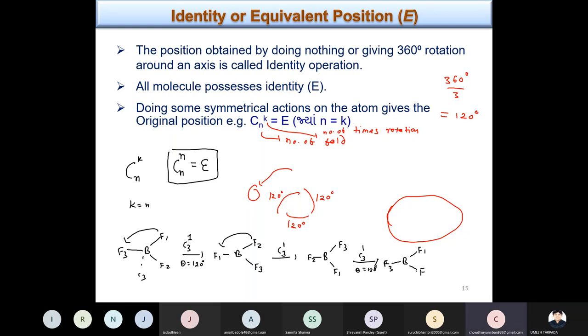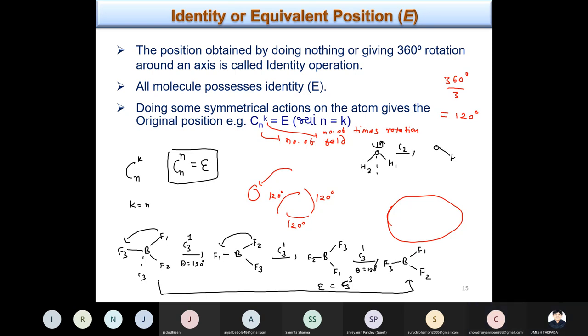Both identical. Yes. So you can say this process is an operation. Three times we have given rotation, so you can also write C3 raised to 3. So if n is equal to k, then you will have identical structure. Identity means nothing is done in the molecule. Same structure milna chahiye. Jaise H2O mein kitne time aap rotation deke, to aapko same structure milega about this axis.